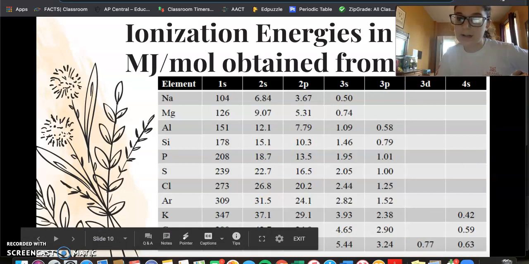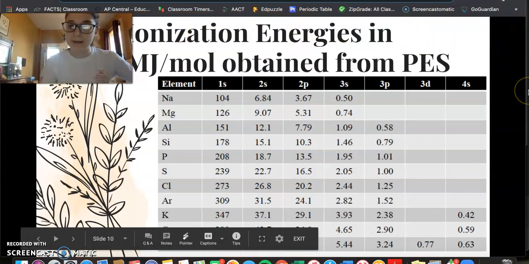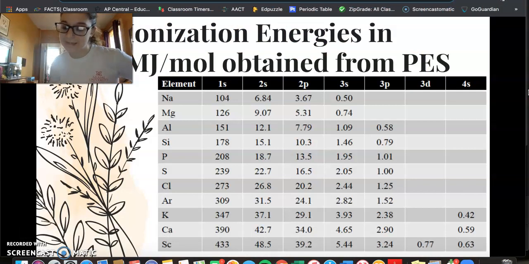This chart is ionization energies calculated in megajoules per mole, and this is all obtained from PES data. So electrons from 1s to sodium has 4 peaks in the PES spectrum, 1, 2, 3, and 4. Each of those peaks corresponds to a subshell, 1s, 2s, 2p, and 3s. Magnesium also has 4 peaks, same subshells here. If we have the PES graph, the 4th peak for magnesium would be twice as tall as that for sodium because it contains 2 electrons, whereas sodium only contains 1.